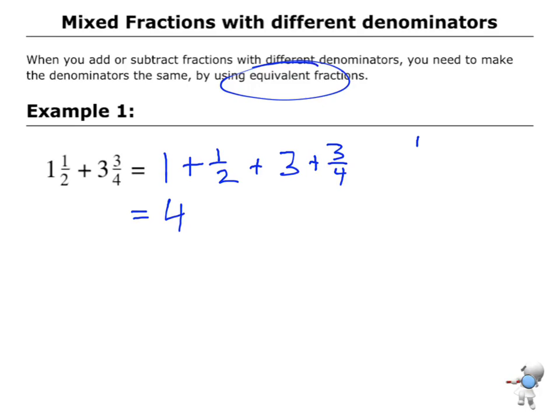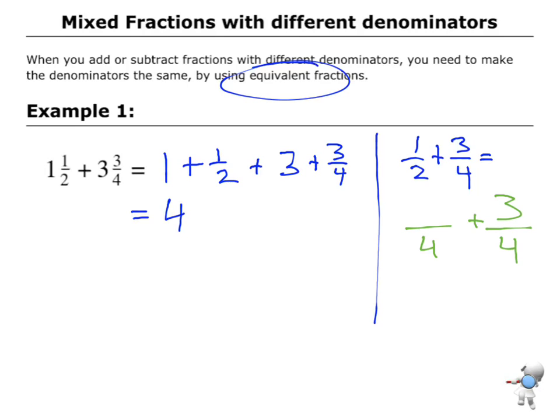And so what I've got left is a half plus 3/4, and that's what I need to combine together. So I need to make those denominators the same. In order to do that, I'm going to think about 2 and 4, what's the lowest common multiple? And the lowest common multiple would be 4. So I'm going to change them both into fractions with 4 as the denominator.